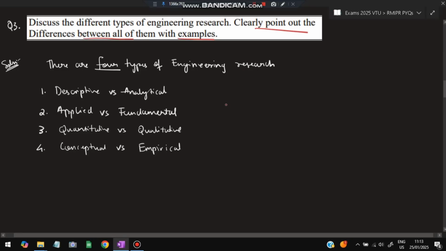Okay, so there are mainly four categories. How many categories are there? Four categories are there. Okay, so in these four categories, there are divisions. The first division is: is it descriptive or analytical? Okay. What does descriptive mean? Descriptive means describing. Okay. Means understanding in more detail, analyzing. Okay. That is what is called descriptive. It describes the current state, whatever the current state is.